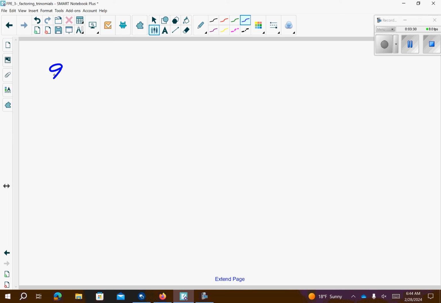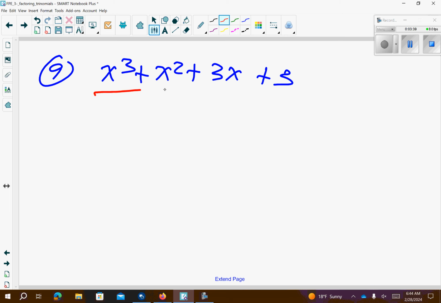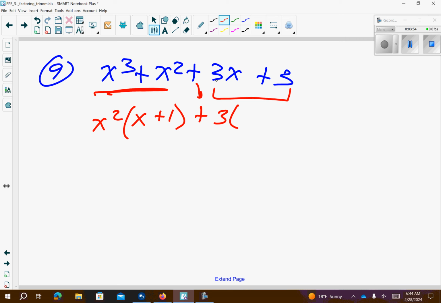Okay, number 9 on page 44. x to the third plus x squared plus 3x plus 3. So what do I have in common between those? Remember, x to the third is xxx, x squared is xx, so I'm going to factor an x squared out of both. If I factor x squared out, I'm left with an x. If I factor x squared out of that, I have a placeholder of 1. This sign comes down. I can factor a 3 out of both of those. Factor a 3 out of 3x, I'm left with x. Factor a 3 out of 3, I'm left with 1. These are the same, so that's the big key. That's what we're trying to get to.